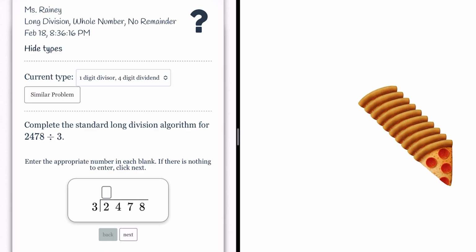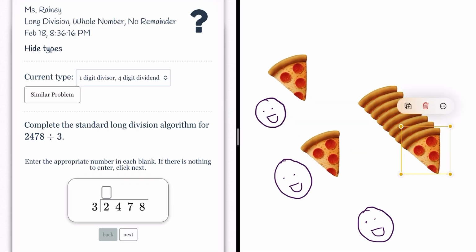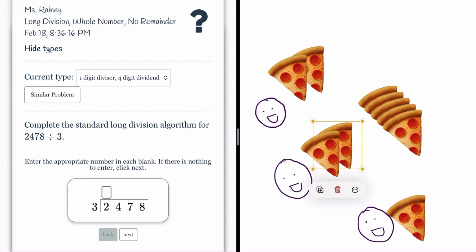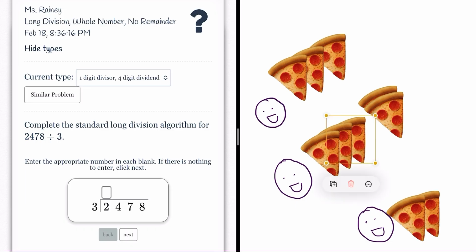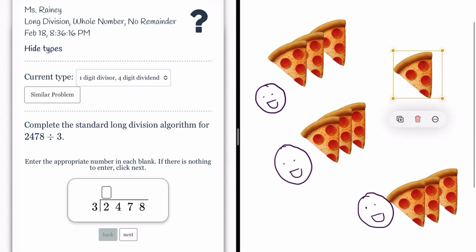In this example, I have 10 slices of pizza. Now we're going to imagine that we have 3 friends that we're going to share the pizza with. I'm going to divide the pizza by simply giving 1 slice of pizza to each of my friends until all the pizza slices are gone. Now everyone has 3 slices of pizza, but I still have 1 piece left over.